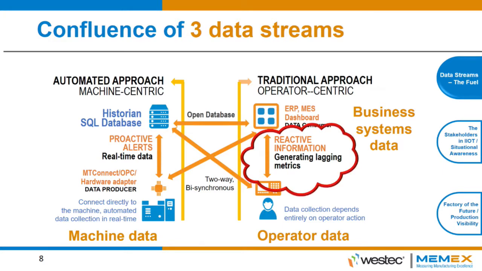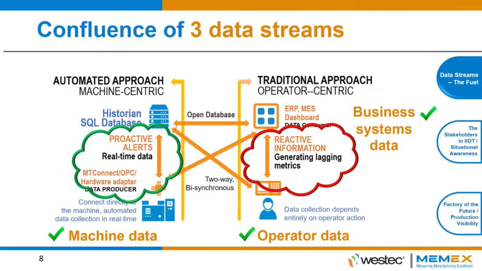But if we don't have the confluence of these three data streams, then we get reactive and we generate lagging metrics. So if we're calculating OEE as an example, but we're doing it manually, we're actually transcribing that information onto a piece of paper, ultimately aggregating it in a spreadsheet, and then firing it out to management or the stakeholders, and we'll get to those in a minute. It's lagging, and I would argue subjective and chronically inaccurate.